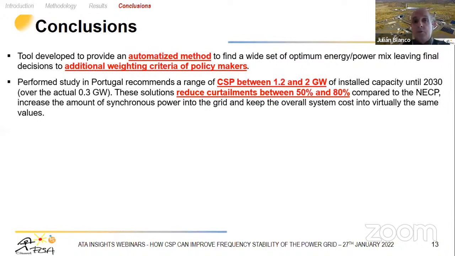We have performed the study in Portugal, and it recommended a range between 1.2 and 2 GW of installed CSP power over the actual figure of 0.3 GW. This solution can reduce the curtailment between 50 and 80%, also providing a significant increase in the synchronous power, all with a very minor variation in the total cost of the system.